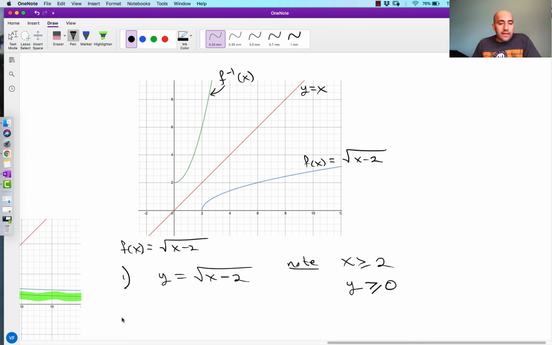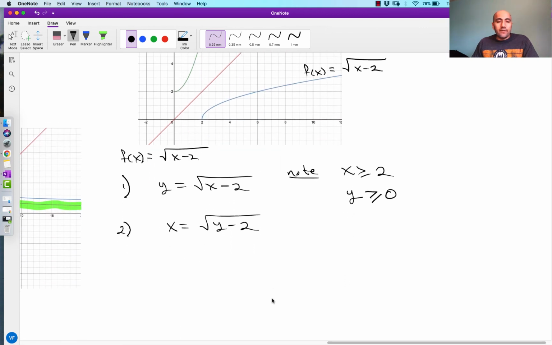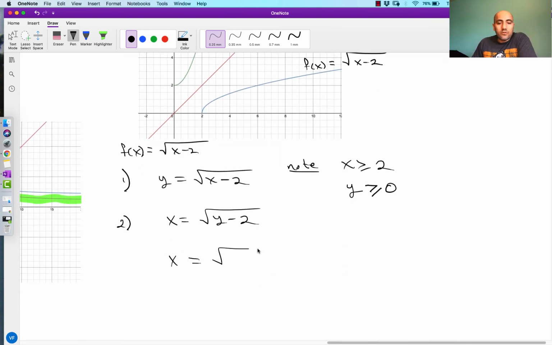Okay, so now let's follow our steps. Step 2 is going to be to interchange the x and the y. So I'll end up with x equals the square root of y minus 2. Step 3 is going to be to solve for y. So I'm going to take x equals the square root of y minus 2, and square this side and square that side. So I'll end up with x squared equals y minus 2. And finally, I'm going to add 2 to this side, add 2 to that side, and I'll end up with x squared plus 2 equals y. That's the third step.